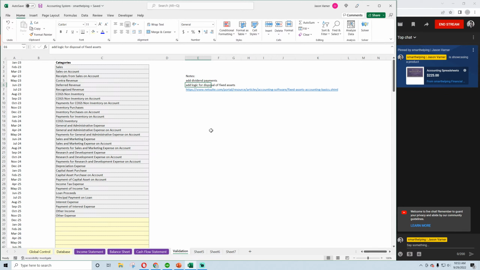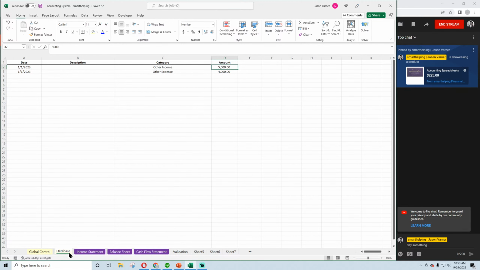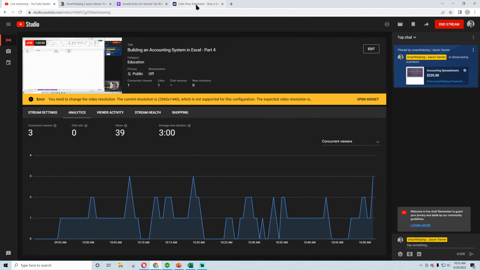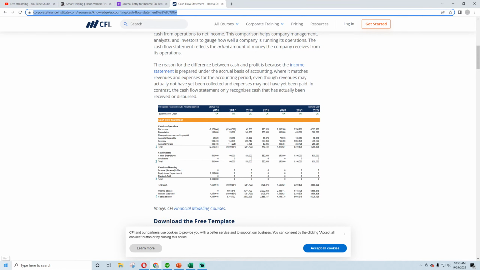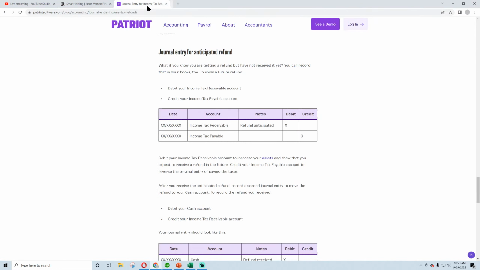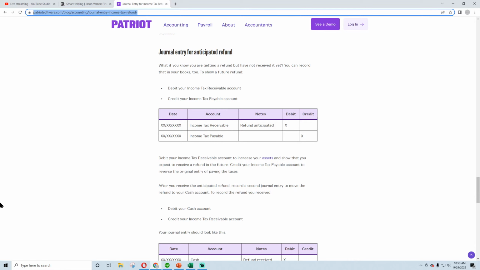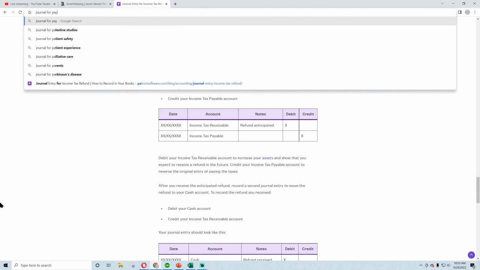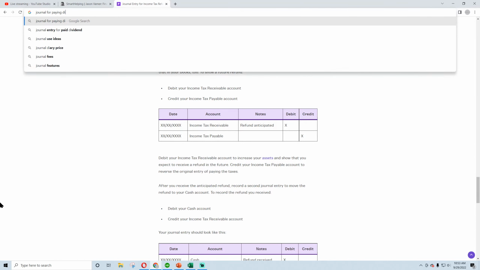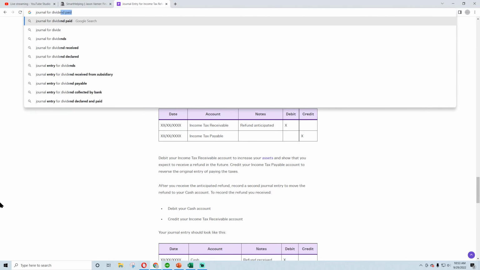Also, if the company is disposing of fixed assets, so there's still a ton of stuff to do, and there's a lot of things like this. Well, let's look at this here. Journal entry for paying dividends. Let's just put for dividends.